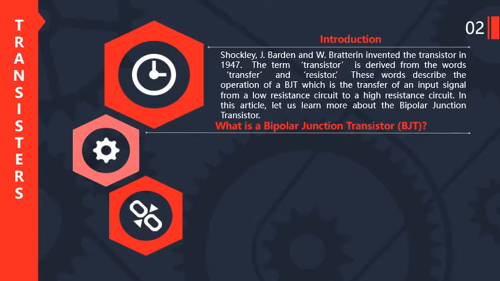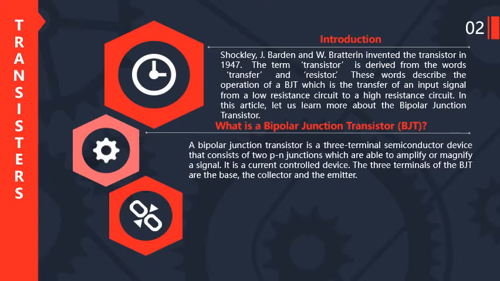So first question is, what is bipolar junction transistor? The bipolar junction transistor is a 3-terminal semiconductor device that consists of 2 PN junctions which are able to amplify or magnify a signal. It is a current control device. The 3 terminals of BJT are the base, collector and the emitter.